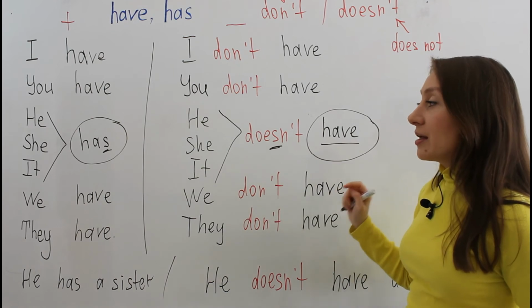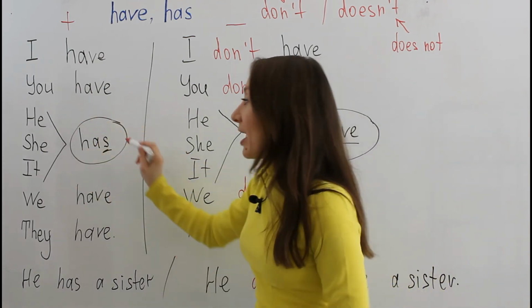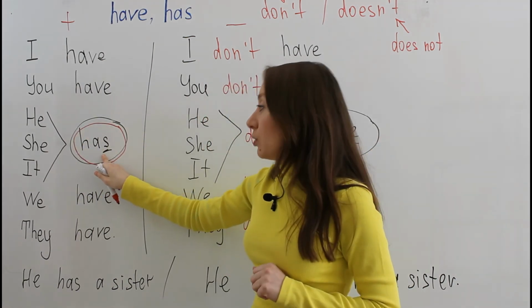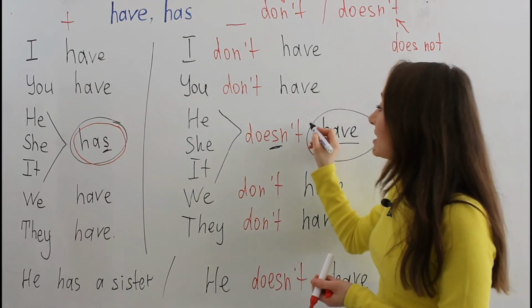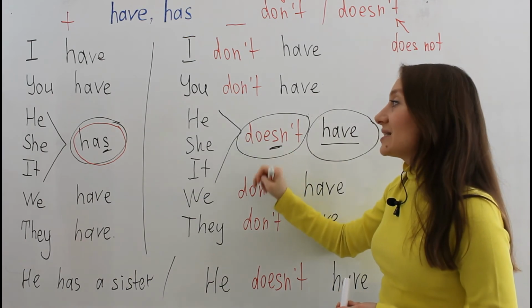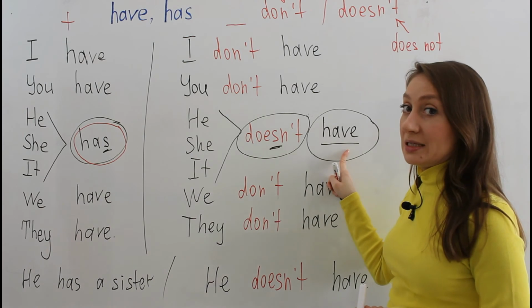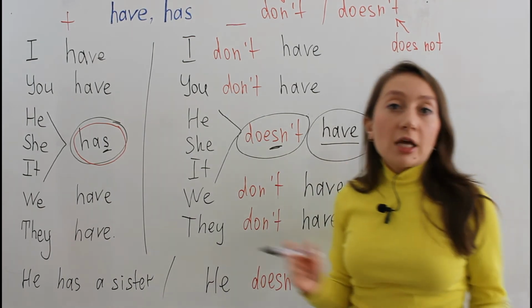Just remember that in positive sentences, he, she, it, you have a little bit different verb, has, just remember. And in negative sentence, we have different auxiliary verb. Negative one, doesn't, right? And don't forget, you change the verb into the first form. So that is all for today.